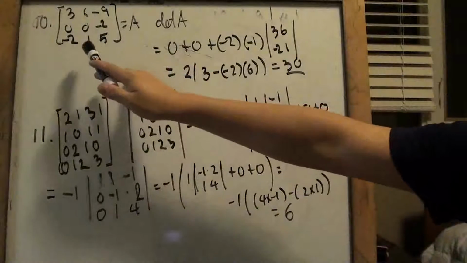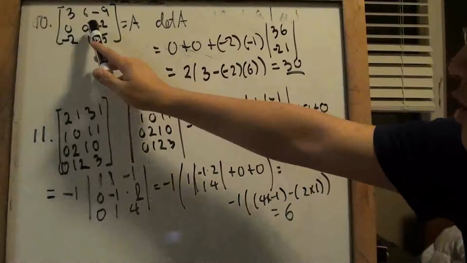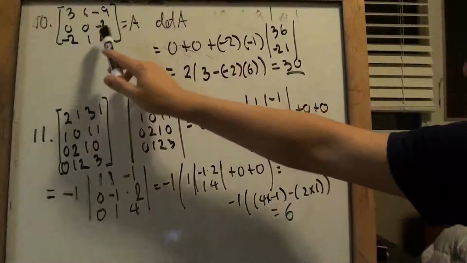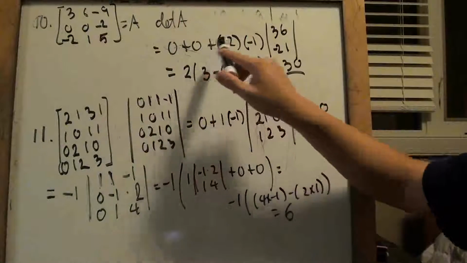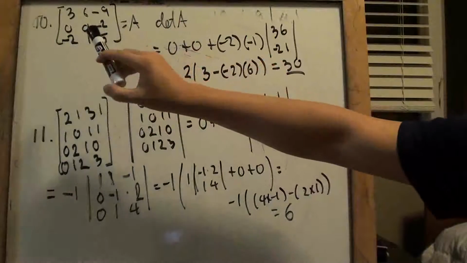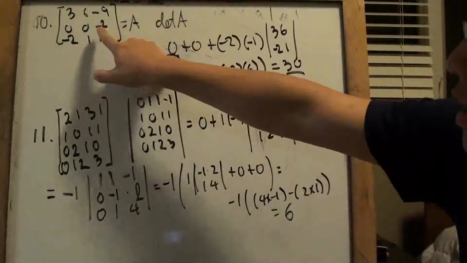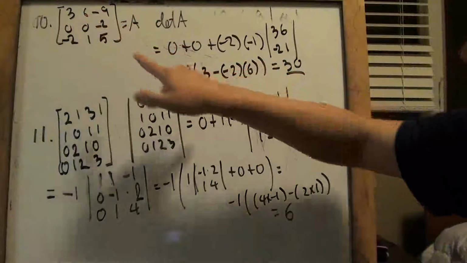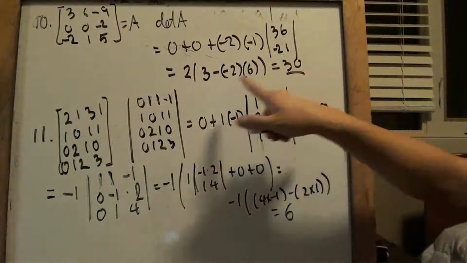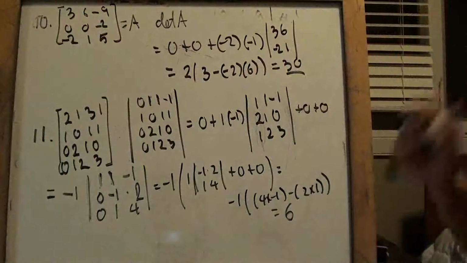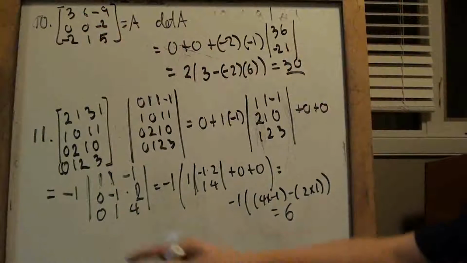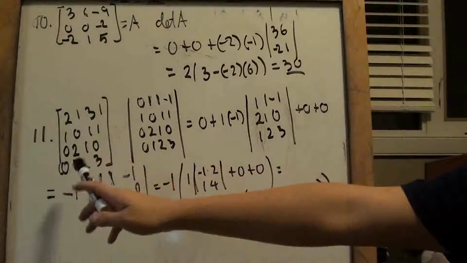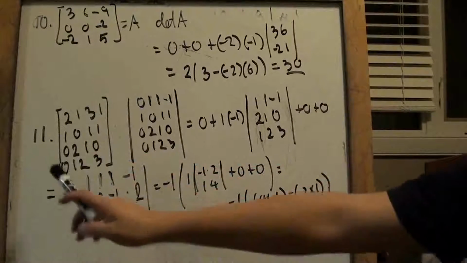Here I didn't even bother touching anything because the second row is 0, 0, negative 2. That's awesome, 2 zeros. Just be careful, don't forget the sign chart: plus, negative, plus, negative, plus, negative. So that's going to be negative, so you got 30. 11 looks intimidating, but it's pretty simple nonetheless because there's a large zero.